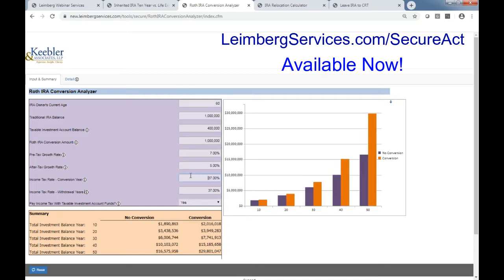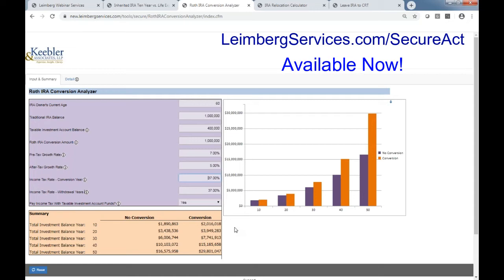The question becomes, does it pay to do a Roth conversion? And if you look at this, what you're going to see here is on the Roth side, in the first 10 years, there's very little difference. But then once we get a little bit further out and we start enjoying the benefits of not having to take RMDs, we put ourselves in an even better position.